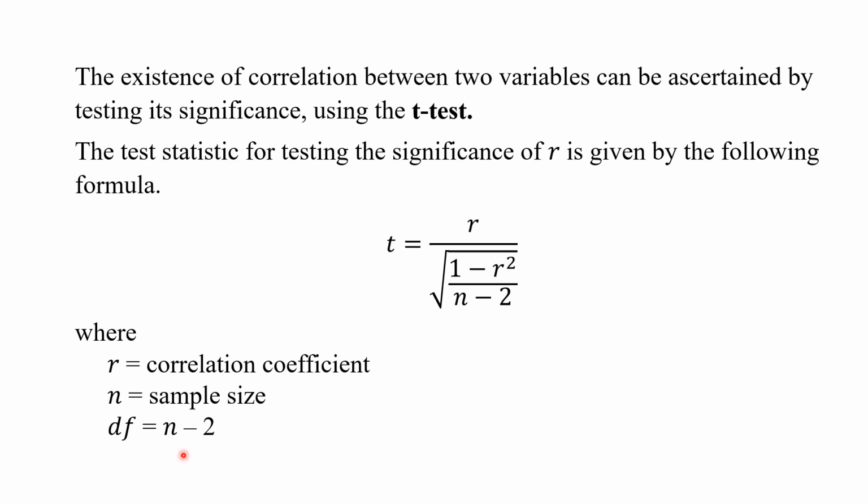The existence of correlation between two variables can be ascertained by testing its significance using the t-test. Okay, so yung gagamitin lang natin in order to test the significance of the correlation is the t-test. Okay, then the formula for that is t is equal to r all over the square root of 1 minus r squared over n minus 2. Where r, that is the correlation coefficient, then yung n, that is the sample size, then si df naman, or yung degrees of freedom, so kakailanganin natin ito mamaya dun sa ating table, okay, that is n minus 2. Okay, so tandaan lang yung formula.